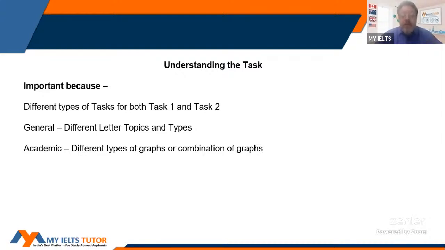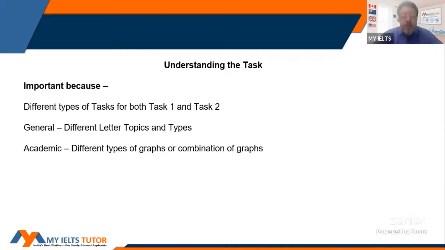For academic, you have different types of graphs. You could have a line graph or a bar chart or a pie chart, a map. You could have a table, and then you could have combination graphs where you might have a line graph and a bar chart or 2 pie charts. I saw one test, for instance, where you had 4 pie charts, 2 maps. So you have different types of tasks for academic.